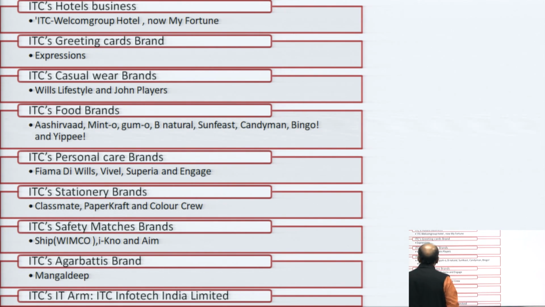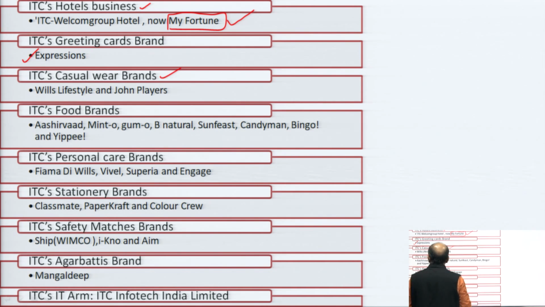ITC is into the hotel business. Initially they were running the hotels by the name ITC Welcome Group, which now is Fortune Group, right. So they are still into this hotel business. ITC is also into the greeting card brand, by the name Expressions, very popular once upon a time, and still in existence. ITC is into the casual wear brand, apparel segment.